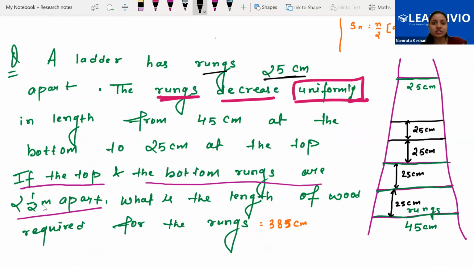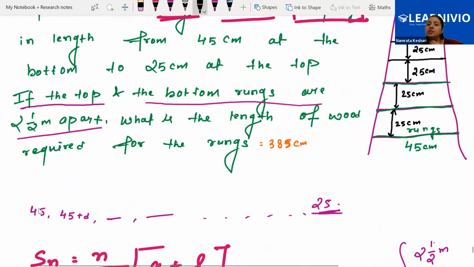meter को centimeter में change किए तो 250 आ रहा है. Yes, ma'am, I get it. I did it wrong. The calculation went wrong, that's why. Okay, no worries. So this information is given to us.